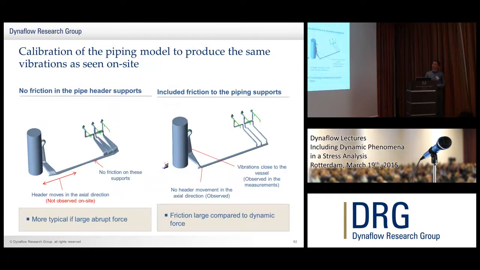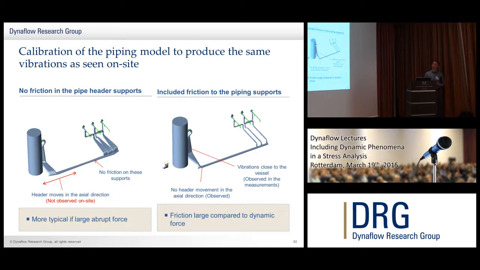What's important to note is the effect of friction in your system on the vibration modes. You have the option to vary the dynamic friction factor. What I want to show you here is the difference between having no friction in your system. For example, if you've got a very large abrupt force, say at startup or a water hammer or steam hammer, then we thought it was more typical to have no friction, because of a very small contact area and a very large force.